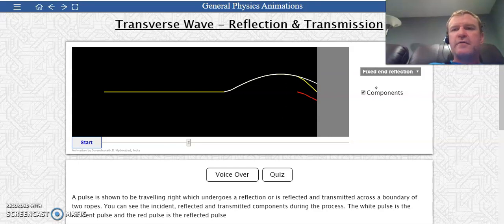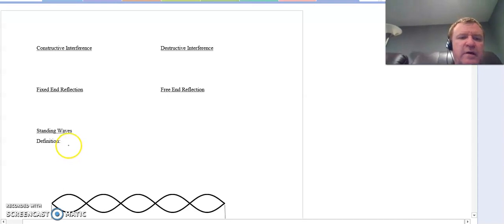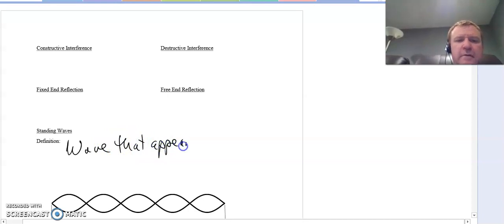All right, so next, we've got standing waves. Okay, so standing waves, I'm going to go back to this. All right, so standing waves, definition: a standing wave is a wave that appears to be standing still.